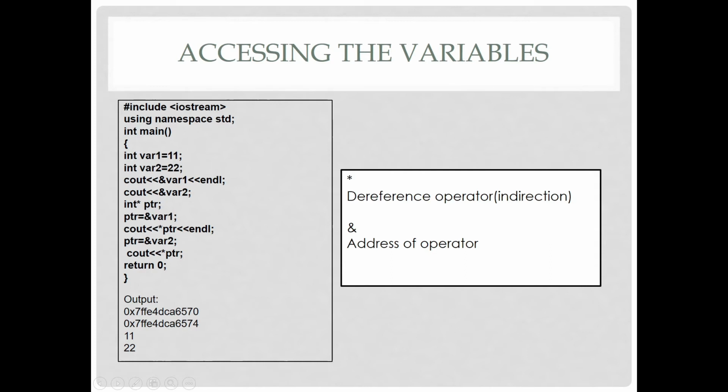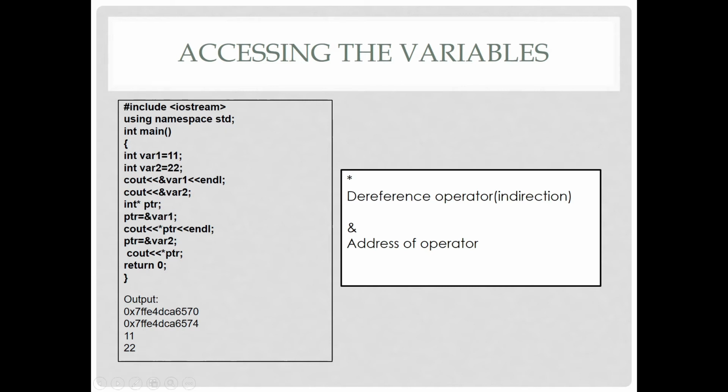Now you can see ptr equals ampersand var2. What does it mean? Now my ptr is holding the address of var2. Now you can see cout star ptr. Whenever you see star ptr, the value at that address will be displayed. ptr is the address of var2, so what is the value at it? Yes, 22 will be displayed. So the output will be 22.